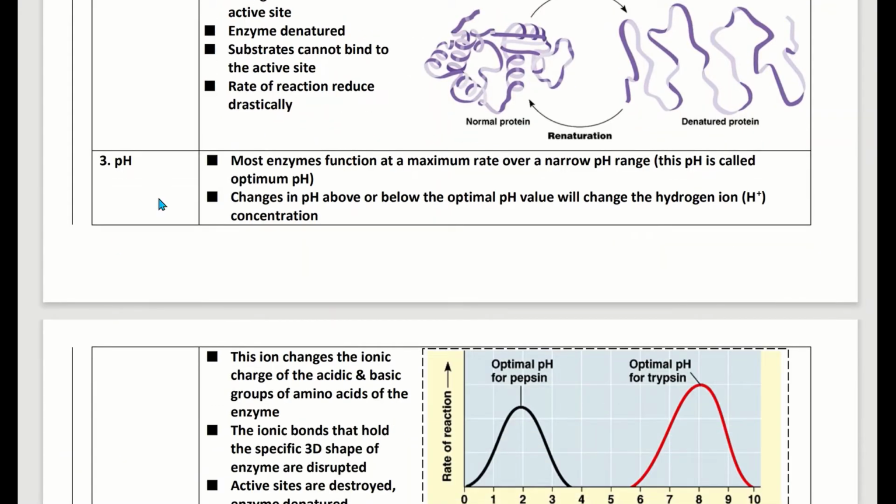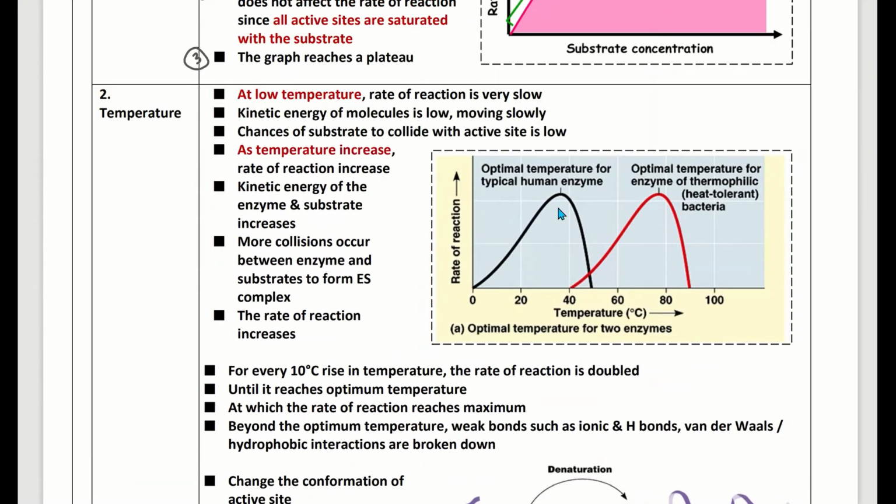Okay, so next pH. Okay, sorry. So dekat sini ini untuk human enzyme, optimum temperature dia around here. Tapi untuk bakteria yang hidup kawasan yang panas, bakteria yang duduk dekat gunung berapi for example, diorang punya optimum temperature is higher. So sama je, nampak kat sini dia double. As temperature increase, for every 10 degrees Celsius increase, rate of reaction double until it reach optimum temperature. Beyond optimum temperature, enzyme will denature.